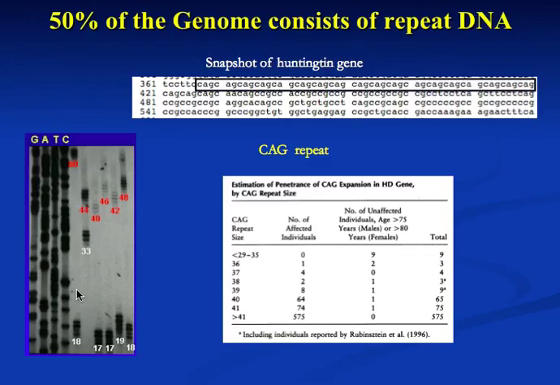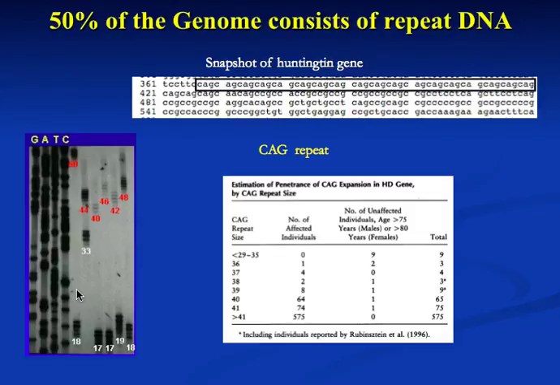Other interesting things about the human chromosome is that these large non-coding regions of our genome often have repeat DNA. It's been estimated that 50% of our DNA is repeat DNA, and here's an example of some repeat DNA that's actually within a gene called the huntingtin gene. This is the gene that when there's an expansion of this CAG repeat, it causes the neurological disease, Huntington's disease.